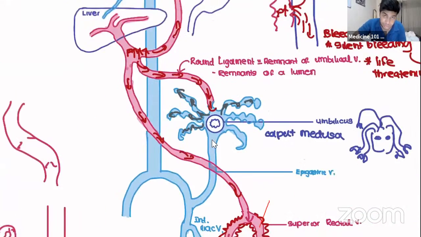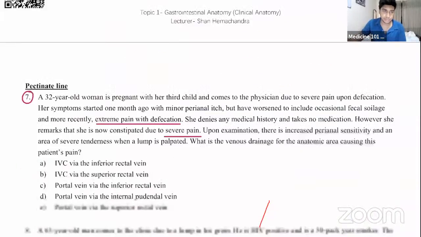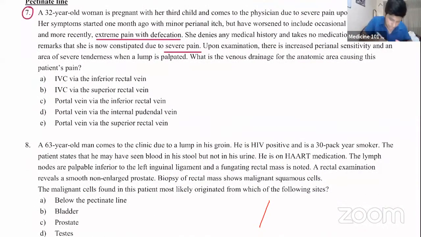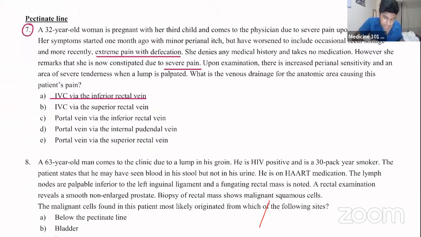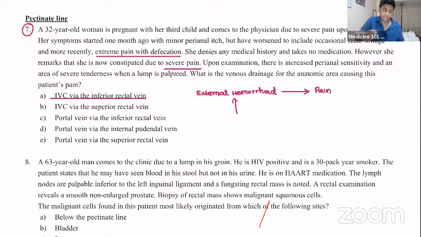Drains into this. I hope you guys understood. Okay. The answer is A. Inferior vena cava via the inferior rectal vein. So what has happened here is this is the external hemorrhoid. And then this has led to pain, and they are asking, where is this external hemorrhoid coming from? It is due to inferior rectal vein, and this drains into the inferior vena cava.